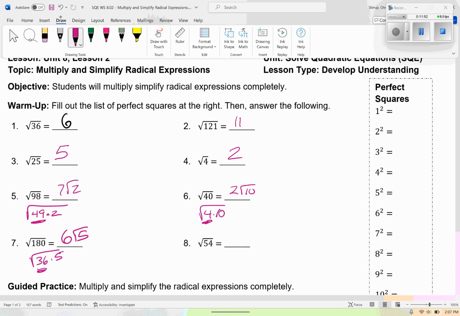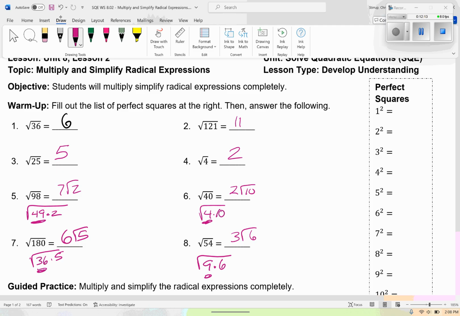And then 54? 9 and 6. Cool. So square root of 9 is? 3. So 3 square root 6. So that was yesterday's. Agree? We've been doing that yesterday.